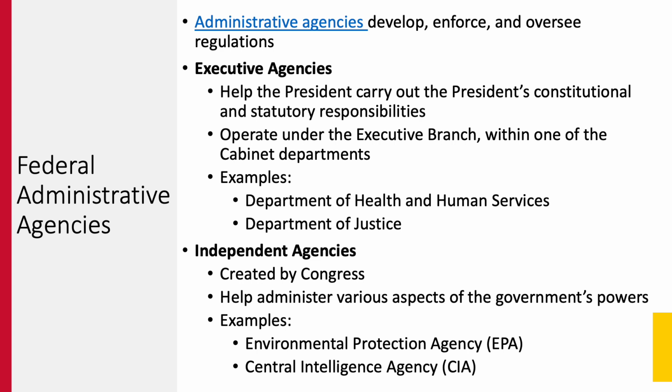There are also independent agencies, and these are created by Congress and are meant to help administer various aspects of the government's powers. Examples of independent agencies are the Environmental Protection Agency and the Central Intelligence Agency.